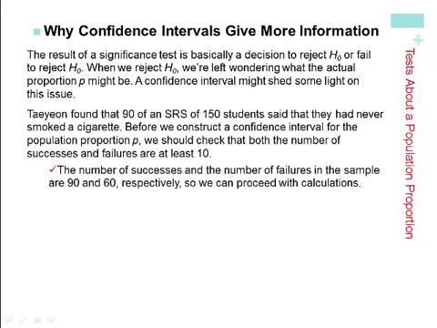Back to the example. Remember, he found 90 of the simple random sample of 150 said they had never smoked a cigarette before. Before we construct a confidence interval for the population proportion, again, we should check both the number of successes and failures to make sure there are at least 10.